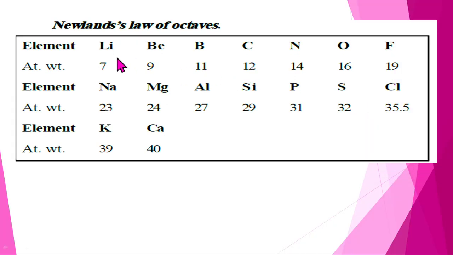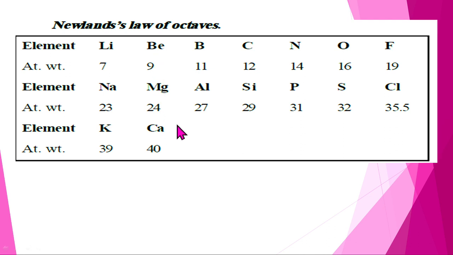See, if we arrange the elements in the increasing order of their atomic masses, lithium, beryllium, boron, carbon, nitrogen, oxygen, fluorine, these are seven elements. And then the eighth element is sodium. Sodium has similar properties to lithium. Magnesium is similar to beryllium, aluminium to boron and so on. And then after chlorine, potassium comes. Potassium is again similar to sodium and lithium. Calcium is similar to magnesium and beryllium.